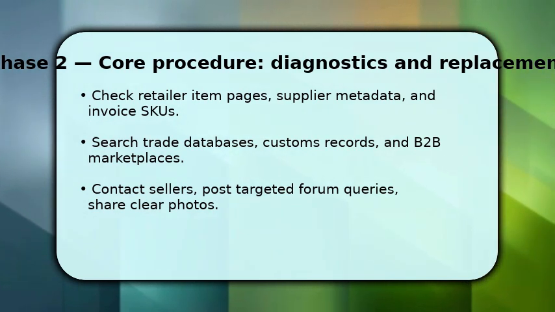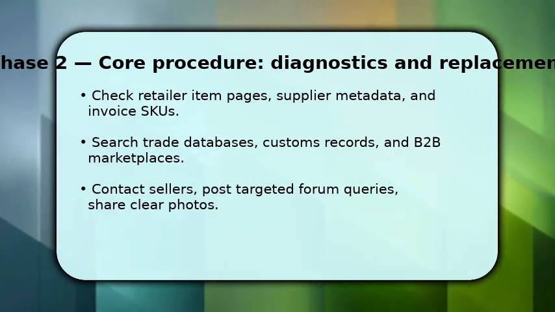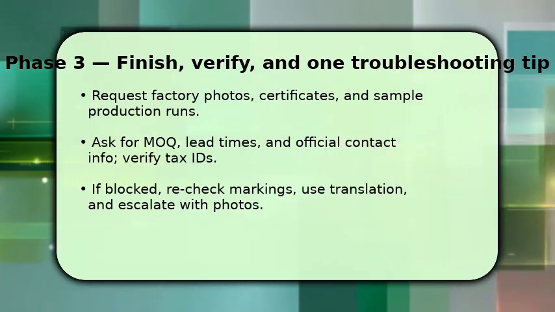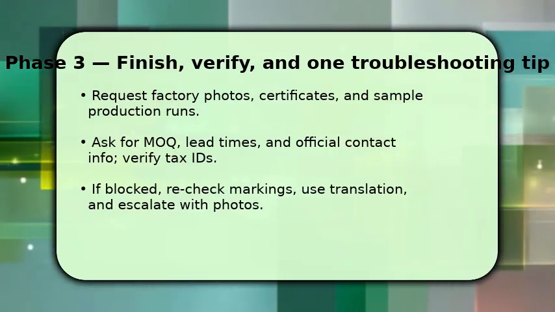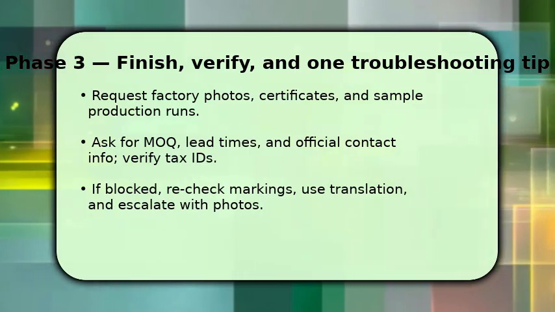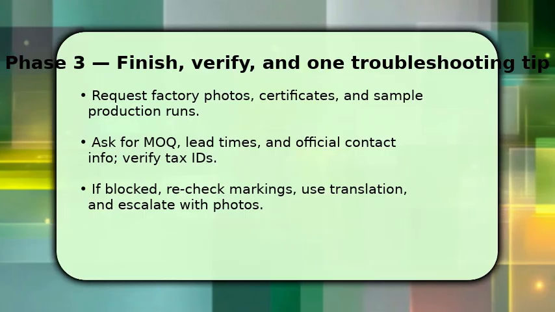You finalize by verifying candidates. Request factory images, certifications, and sample production runs. Compare serial formatting and QA stamps. Once verified, confirm minimum order quantity, lead time, and official contact data. Ask for tax or business registration numbers and cross-check them.